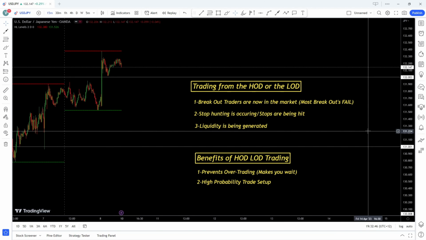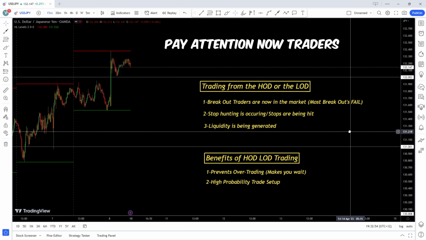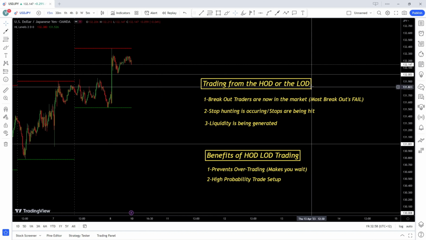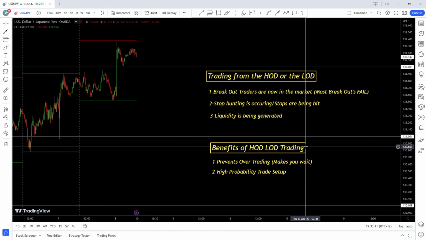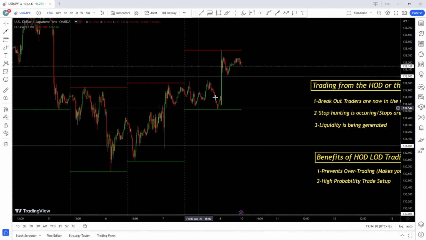I'm just going to go over a strategy that I use week in and week out to generate crazy profits in the markets. I'm just going to run over it quickly. So what it is, trading from the high of the day or the low of the day, all right? And the benefits of trading the high of the day and the low of the day. So this gives me the high of the day and the low of the day for each session.